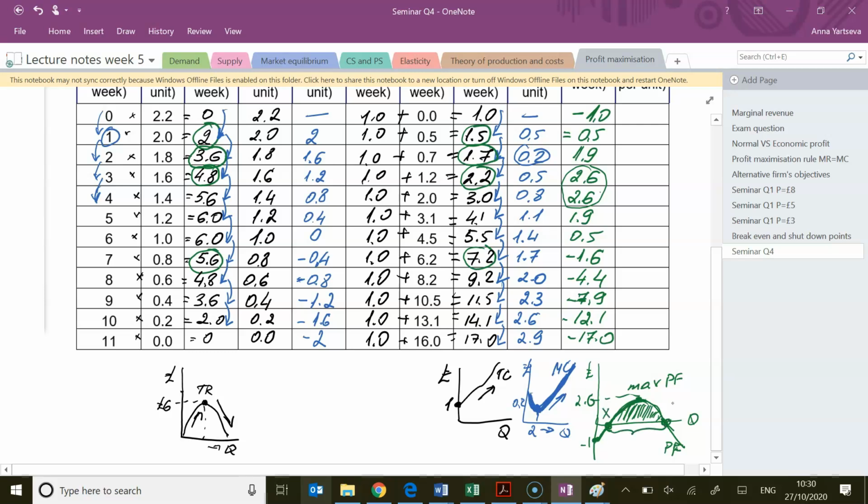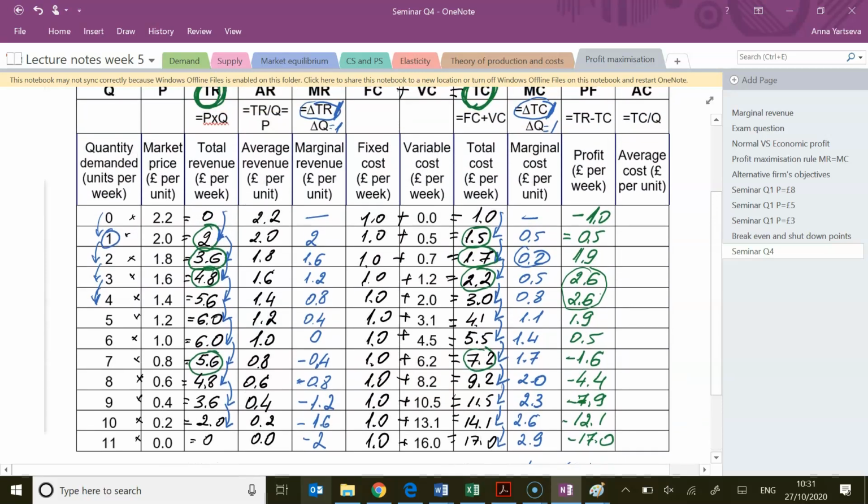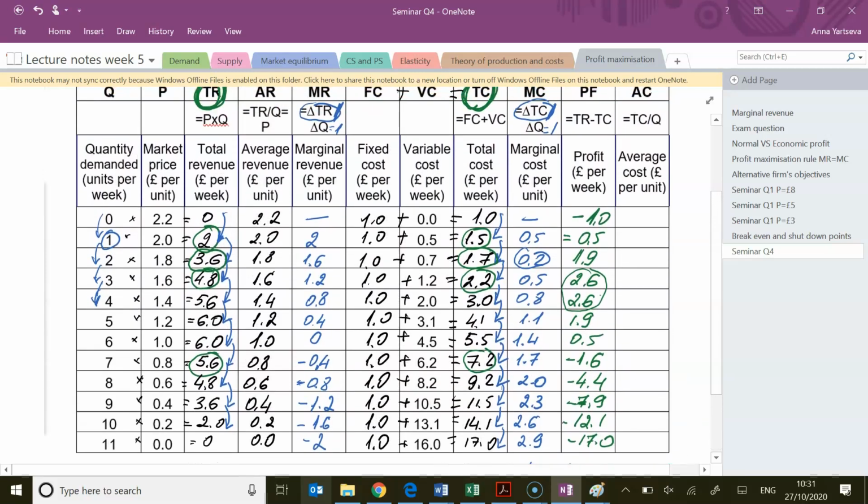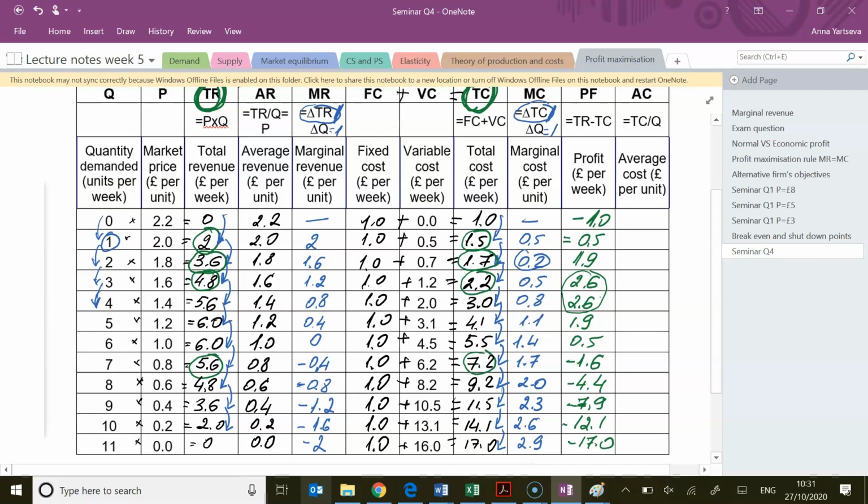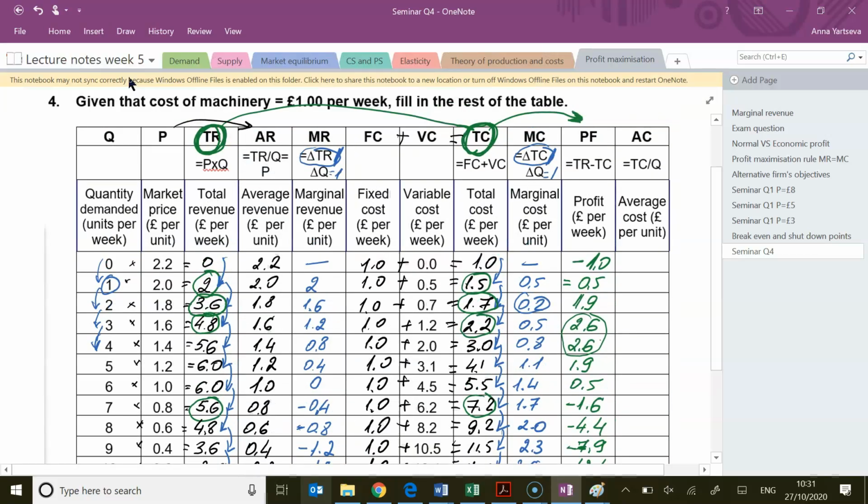Let's call them point X and point Y. These are our break-even points, points where our profit is equal to 0. We're just covering our cost of production with our revenue. And if we produce somewhere between these points, we are making positive profit. And the question is, how much exactly do we need to produce in order to maximize our profit? To do this, strictly speaking, we need to have a look at the level of output which generates marginal revenue equal to marginal cost.